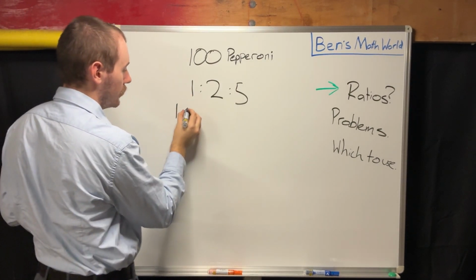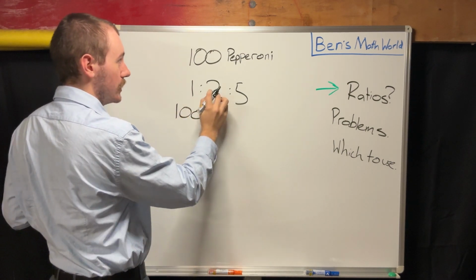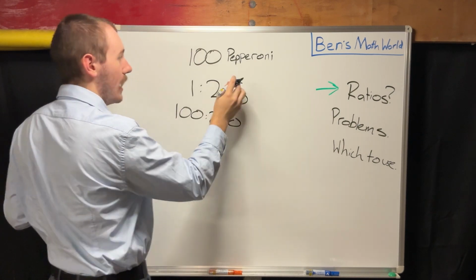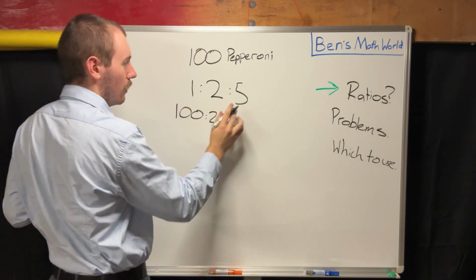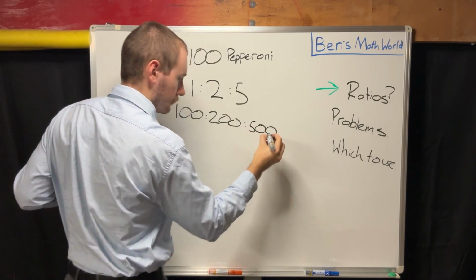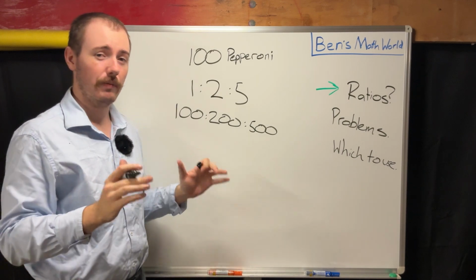So if we take a look here, now we have 100 pepperoni pizzas to 1, so 1 times 100 is going to be 100. And then we're going to have how many handfuls of cheese? 2 times 100, that's going to be 200. And then how many pepperonis? That's going to be 1 times 5, that's going to be 500. Now those were some nice easy numbers to work with, but we're going to try some harder ones now.